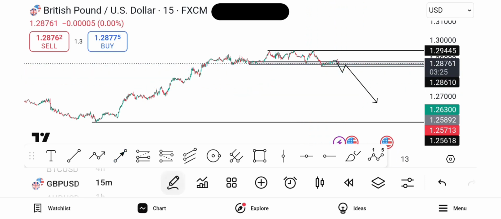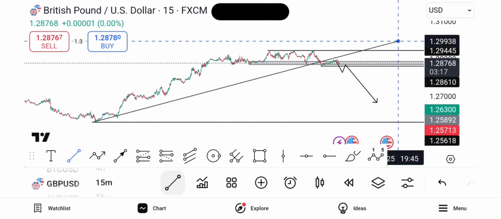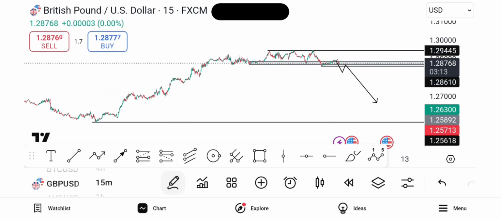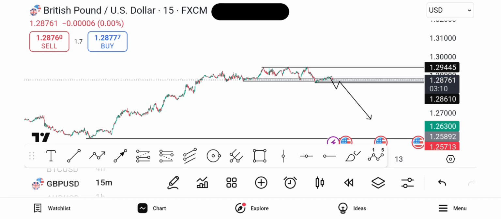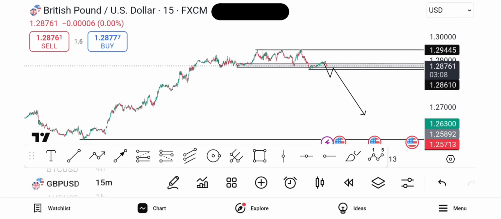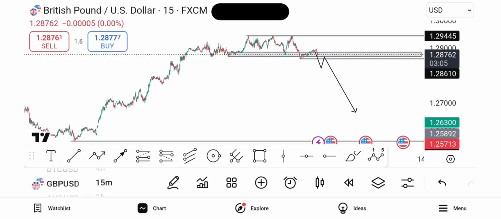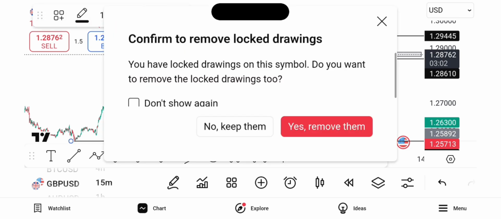So now let's plot our trend line. We want to see how this market is. Let's draw support, then we know where to get our interest from.